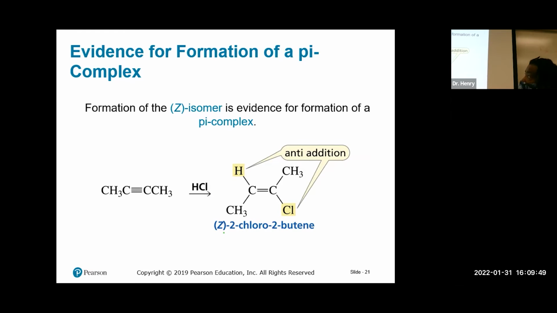Okay. And because we get the formation of the Z isomer when we add the chlorine, that suggests that this happens, right? Because then you'll end up with these guys opposite of each other, anti towards each other, right? Trans. Okay, and that suggests that this is a probable cause of what's going to end up happening as a direct result of the pi complex.